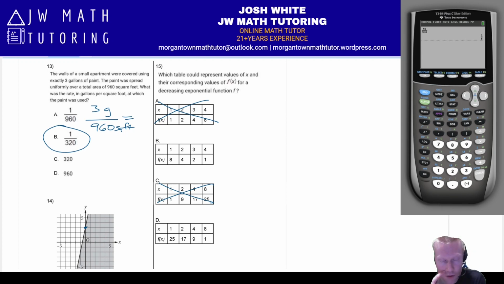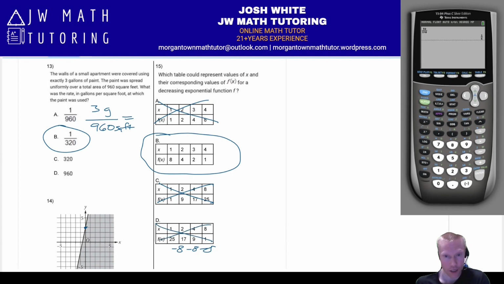Okay, so now the question is, which of these is an exponential function? It's going to be B because the values here are not decreasing by the same amount each time. In D, notice how it's going -8 between each of the values. That is an indication of a linear function or a line, that you have the same slope between every pair of points. Whereas here, it's -4, -2, -1, and so on. So this is an indication that you have an exponential function, not a linear function, which is what D is. So the correct answer is letter B.